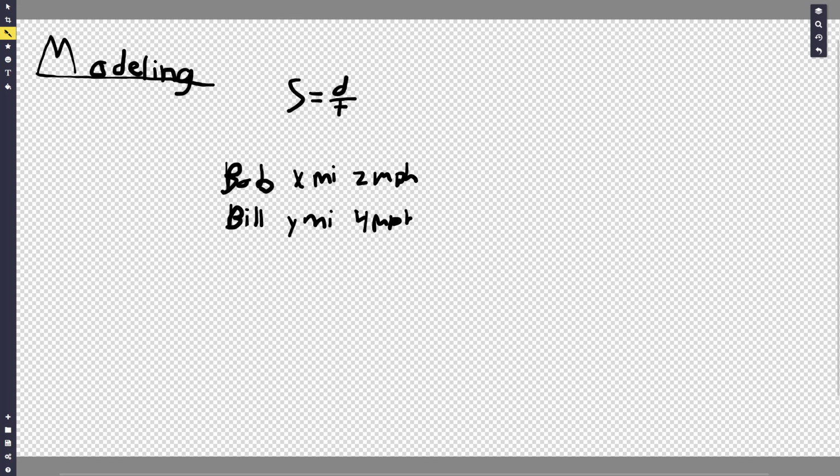So we're going to set up an equation to model this scenario, assuming that they left at the same time and arrived at the same time. So they took the same total amount of time. Okay, so how can we solve this equation?